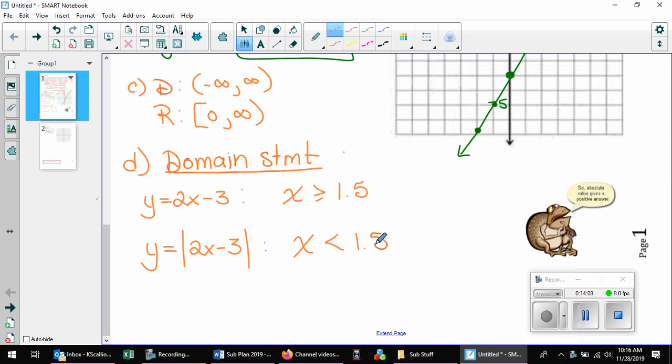Everybody, no, that makes no sense, but I'll follow your rule anyway. Okay? Only one of these can have an equal sign. And it usually goes with the original graph. All right, that's it. That's the domain statement. Easy peasy. Are you guys okay with that?